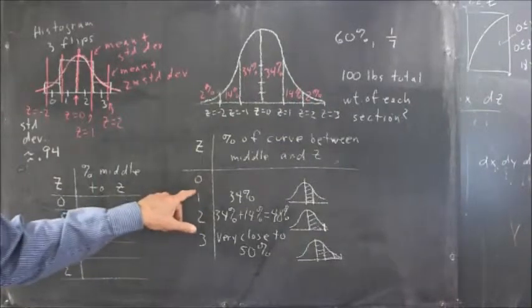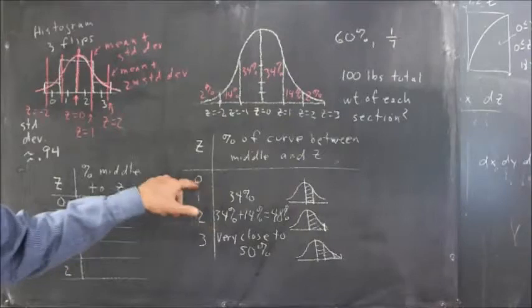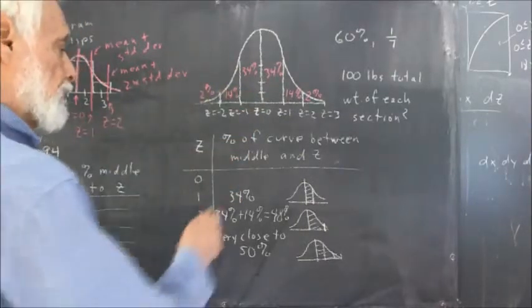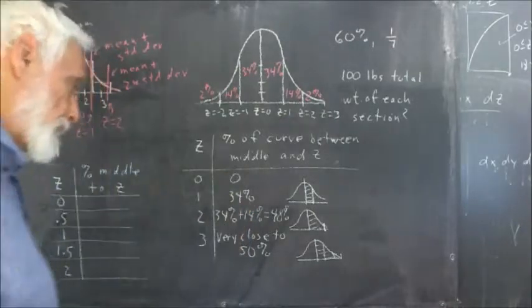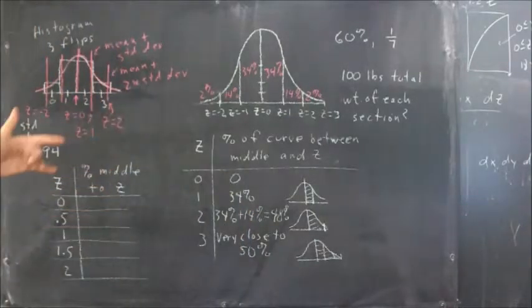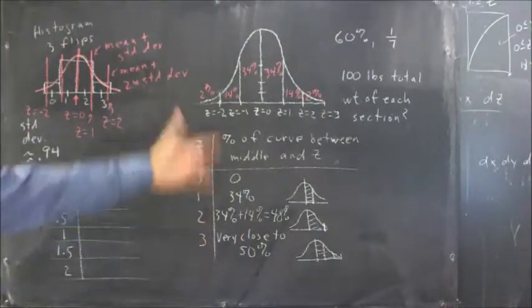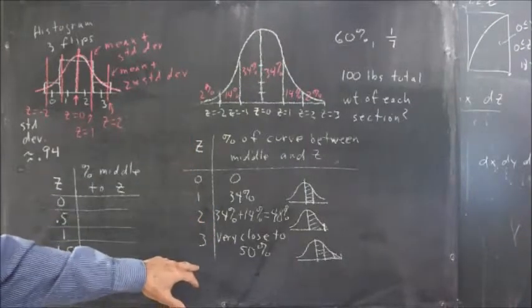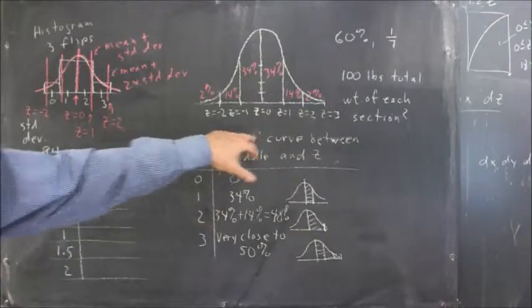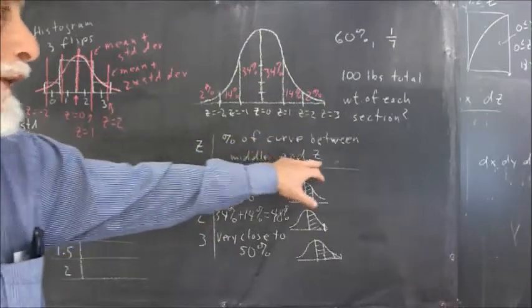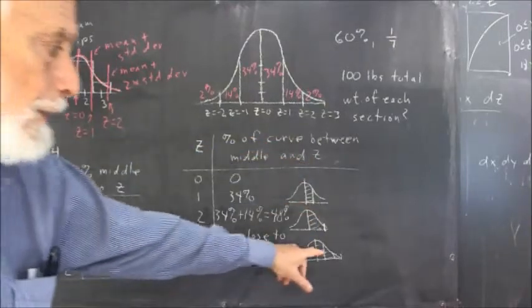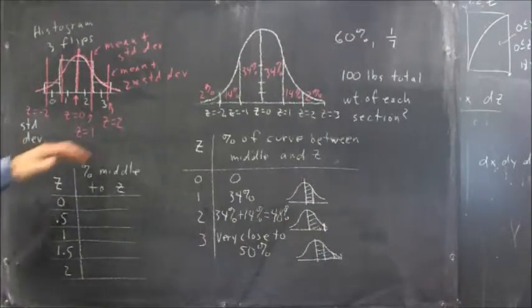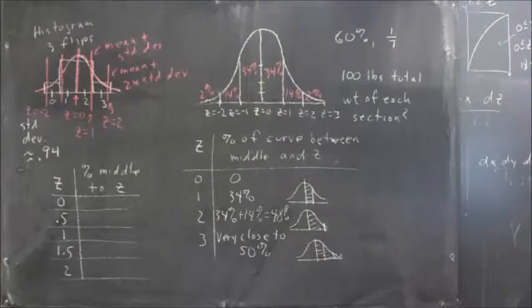And of course, the area from z equals 0 to the middle is z equals 0, so you've got none of the area here. Okay, so we've seen in the previous that we can make a table of z values showing the area of the curve between the middle and whatever the z value is, and this is a picture of what we're saying. Now let's just try to extend that just a little further.